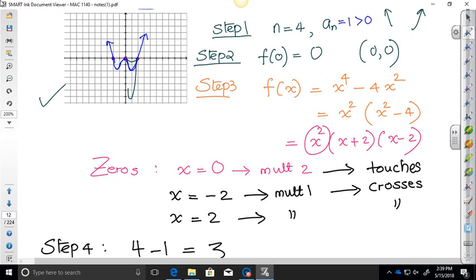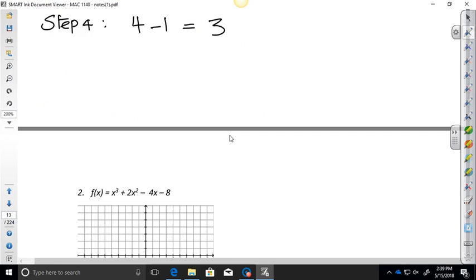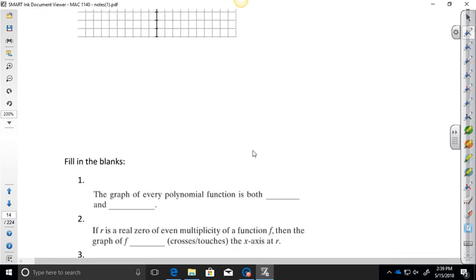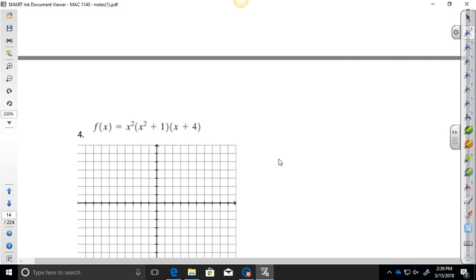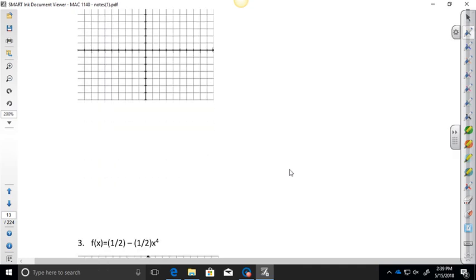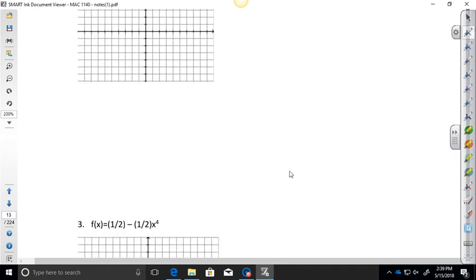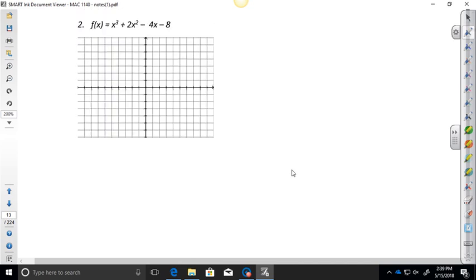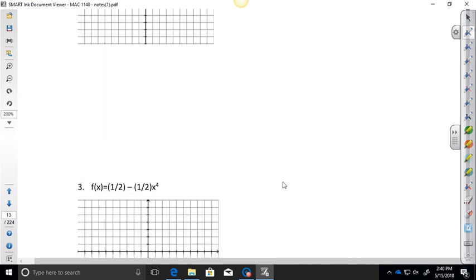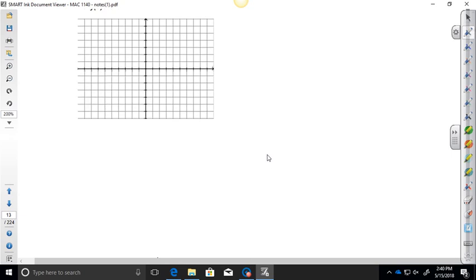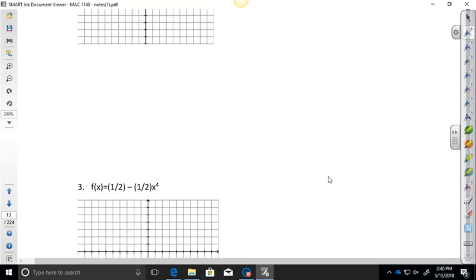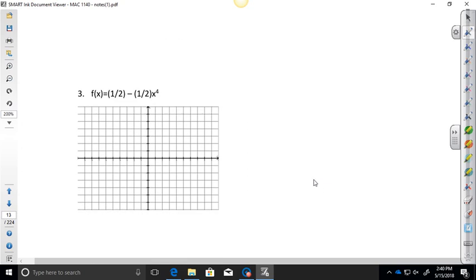So that's how you do it if it is not factored. Here is another one. There is one more. I have 2 that's already factored. So I think I can do one more. So either 2 or 3. Which one is difficult to factor? So 2 or 3? Looks like 3. Okay, let's do 3.